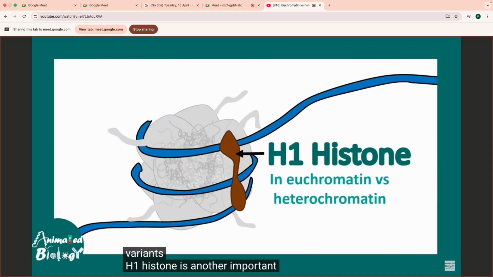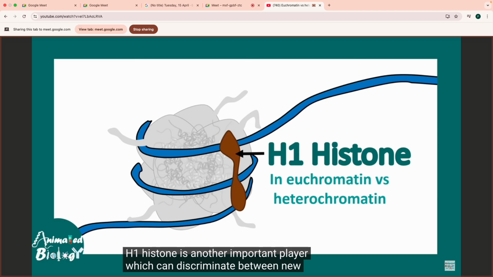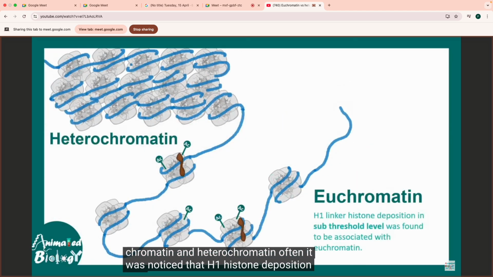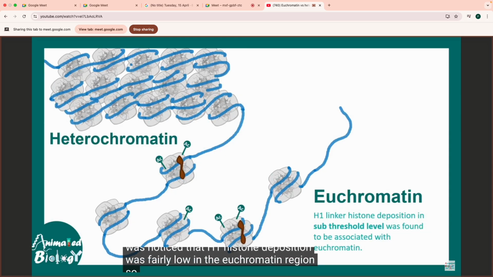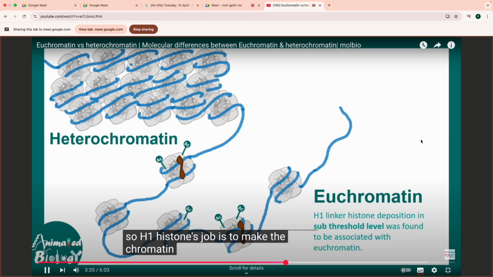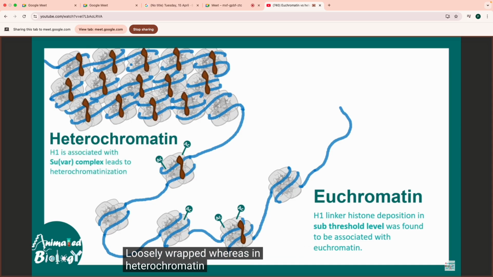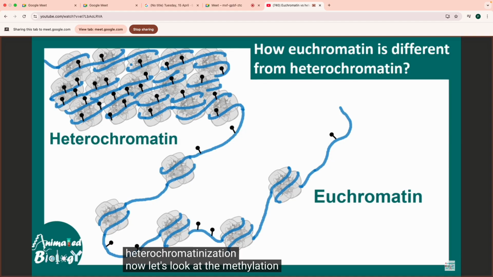H1 histone is another important player which can discriminate between euchromatin and heterochromatin. Often it was noticed that H1 histone deposition was fairly low in the euchromatin region. So H1 histone's job is to make the chromatin further compact. So if we have less H1 histone deposition, the chromatin is expected to be more accessible and loosely wrapped. Whereas in heterochromatin region, there is a high density of H1 histone, which can be associated with several complexes that recruit factors for heterochromatinization.